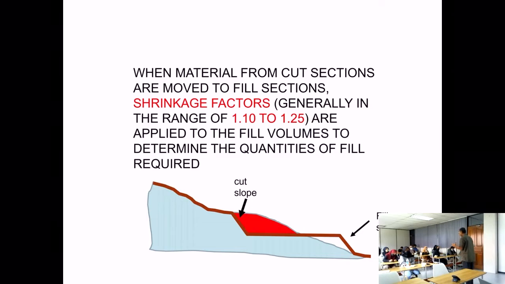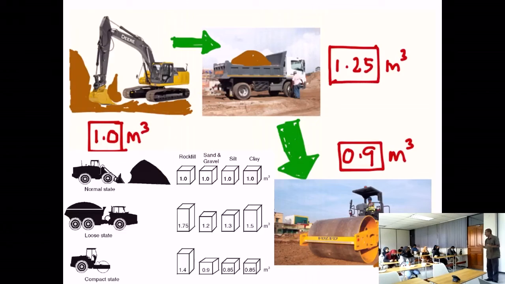So that's cut in red. So that's fill in blue. So roughly, how do we estimate this shrinkage thing? It can be based on this illustration here.